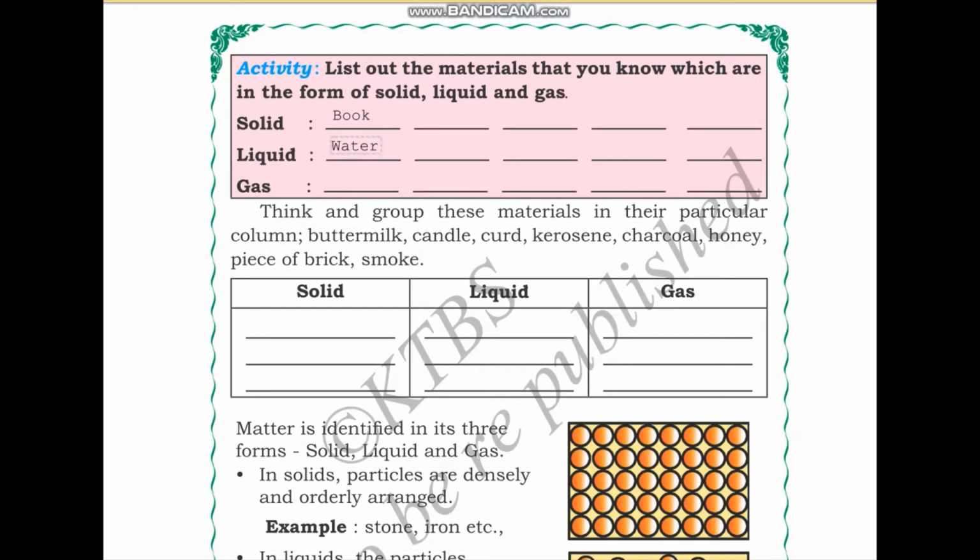Then we know that we need oxygen to breathe in. We need oxygen for our respiration. In our lesson Air, we had learned that oxygen is needed for respiration and we eliminate carbon dioxide during respiration. So, oxygen can be an example for a gas.